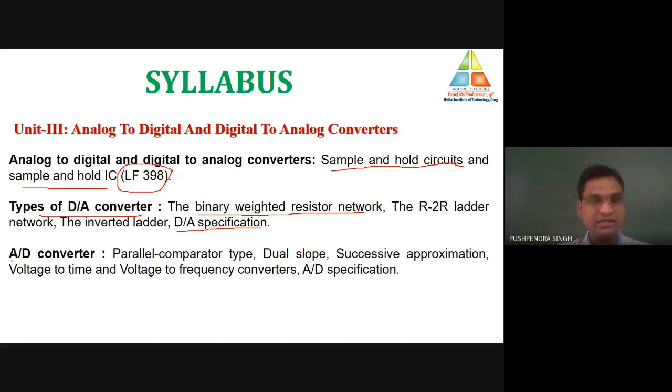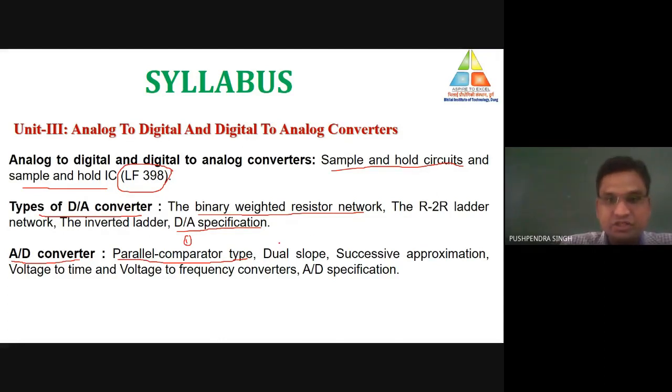Now the last part of this unit is analog to digital converter. So in analog to digital converter, first analog to digital is parallel comparator type. This parallel comparator is also called as the flash type. So it is the fastest analog to digital converter for the conversion process. So where we actually want speed, when the prime requirement for the conversion process is speed, then the first choice will be parallel comparator or flash type only.